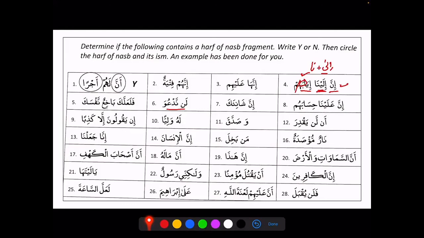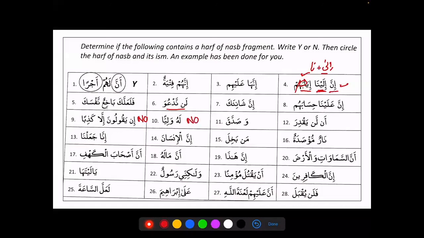Then we have number 9, in yakuluna illa kadhiba. Is there a harf of nasab in yakuluna? No. There is no harf of nasab here. Exactly, so this is our no, basically. Okay, then lahu waliyan. We did that already, right? So this is no.